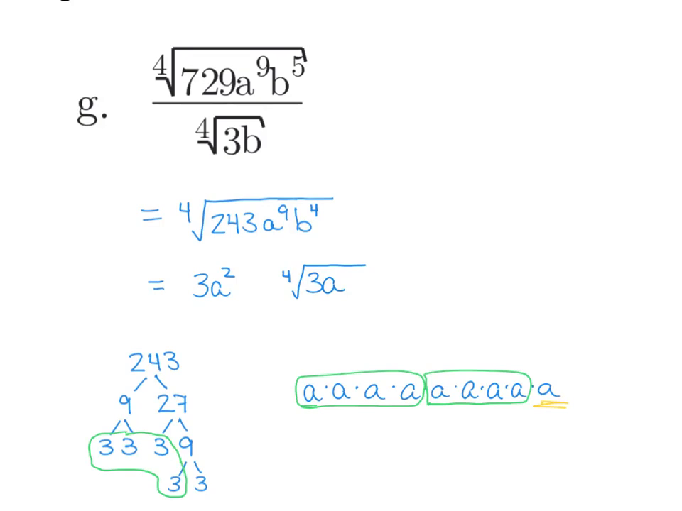b to the fourth, we kind of looked at this in the first section for radicals. Fourth root of b to the fourth is just b. We have nothing left over. If you need to, you can also expand this out. How many groups of 4 can I make from b to the fourth? Well, we can make 1, and we have no leftover. So that's going to take care of the problem. We get 3a squared b, fourth root of 3a.